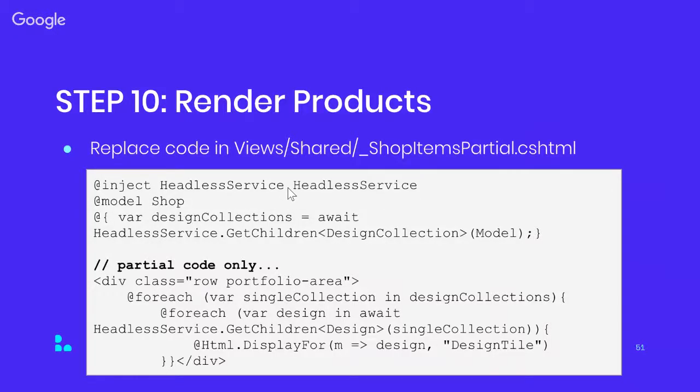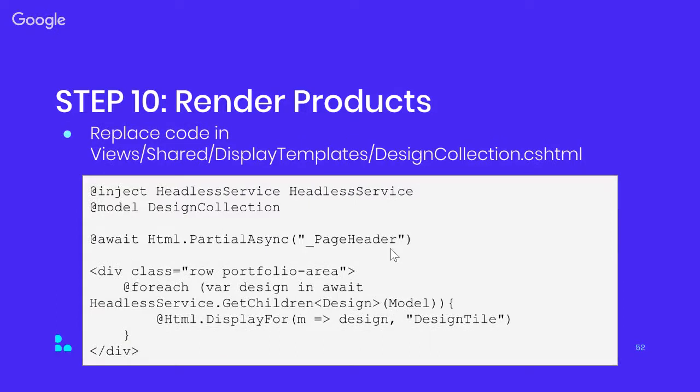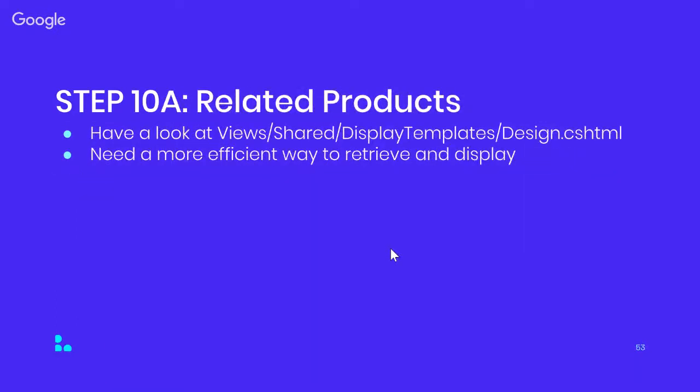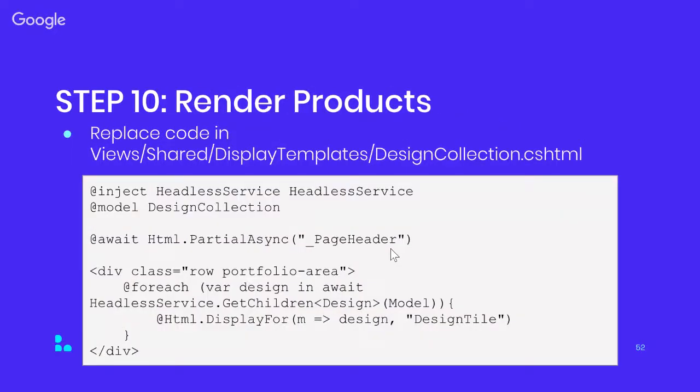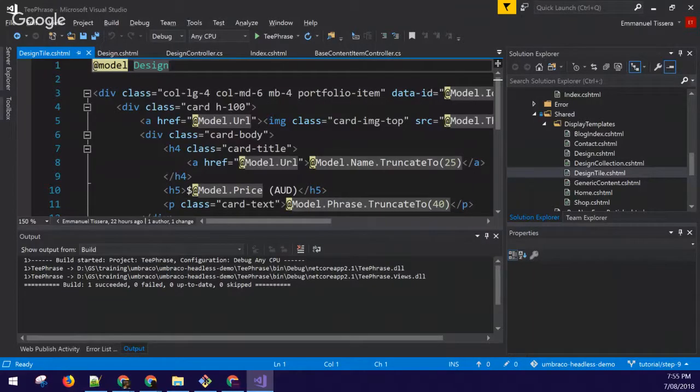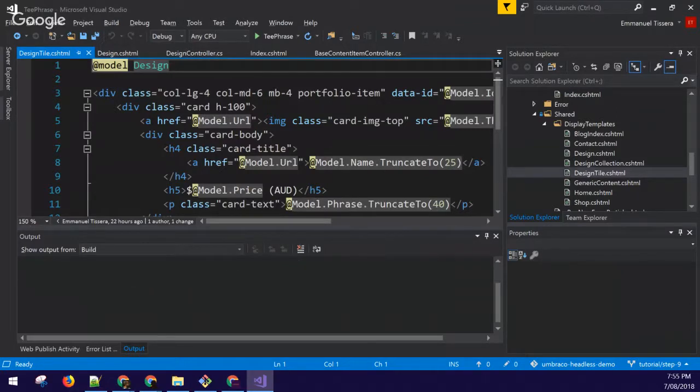So we are going to now, because if you run the site right now as it is in step 10, you'd find that the shop items are not being displayed. So we are going to add those in, right? And then we are going to add in a design collection as well. So again, if you go into the tutorial.md file, you will find code for that under step 10, which you can copy and paste.